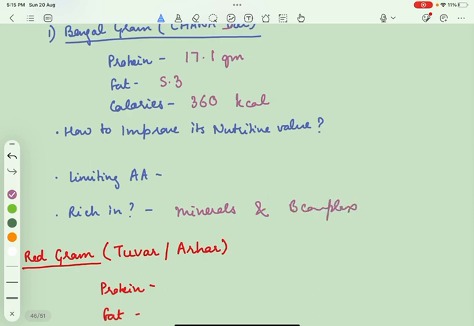What is the limiting amino acid over here? It is methionine and cysteine. And how can you improve its nutritive value? We all know that after germination, the nutritive value increases. And second, by fermentation also you can increase its nutritive value.